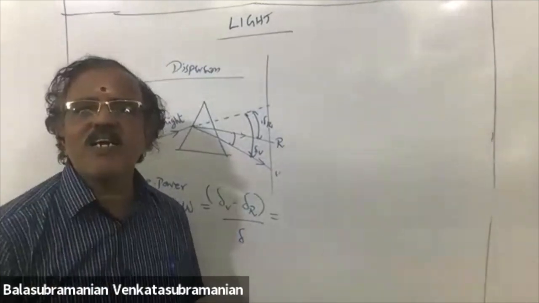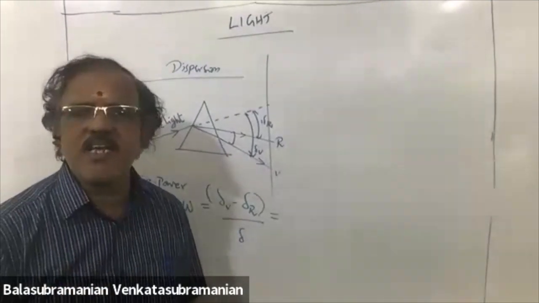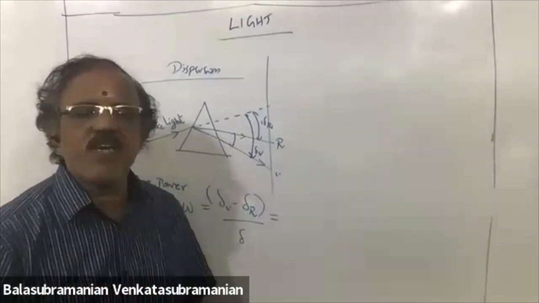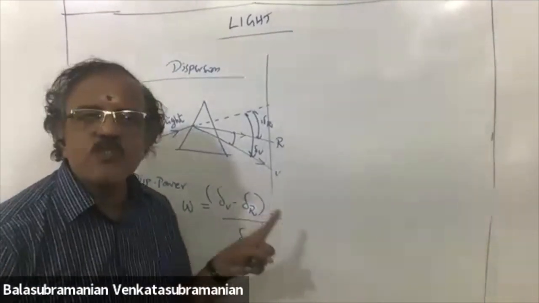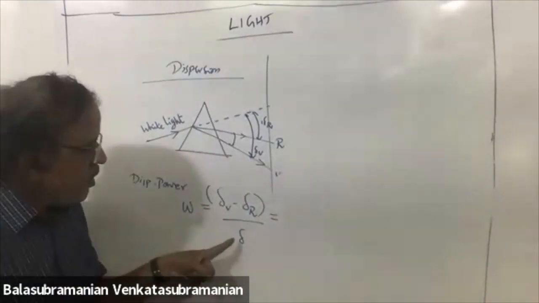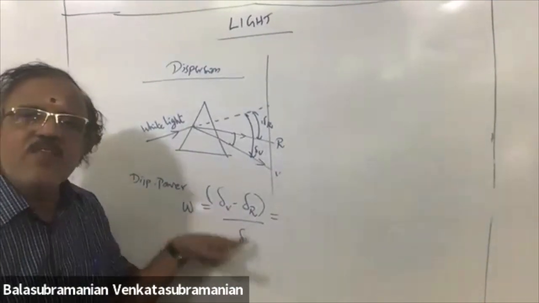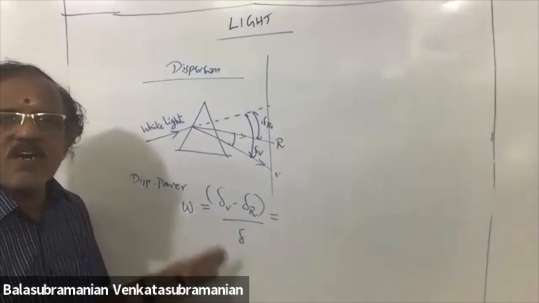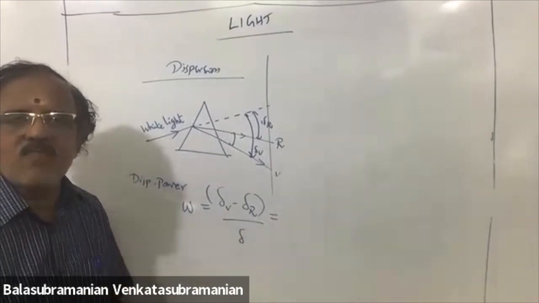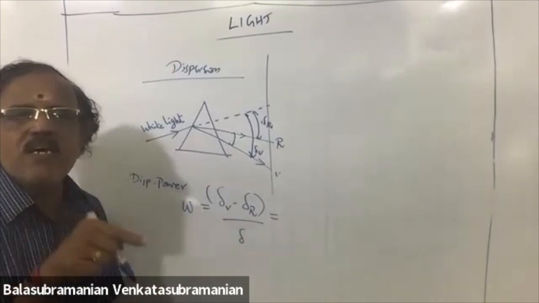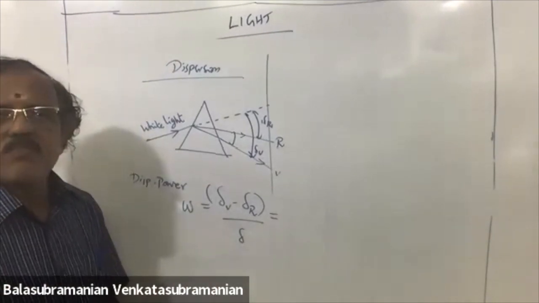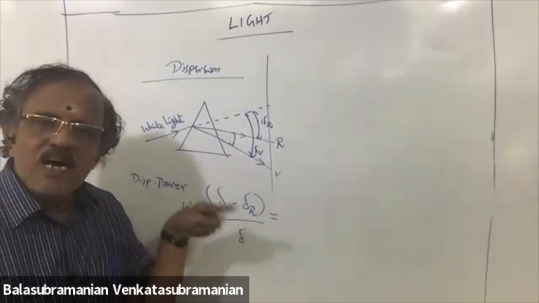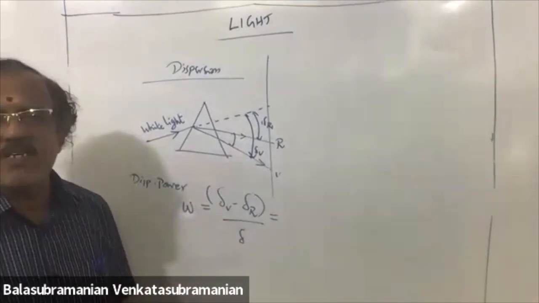Sir, only violet and red we have to use, sir? Not necessary. Any two colors. The difference between the deviations we call angular dispersion, divided by unit deviation. Unit deviation means the deviation of the mean color. For violet and red, the mean delta value; for blue and green, write the average value of delta. That's all.